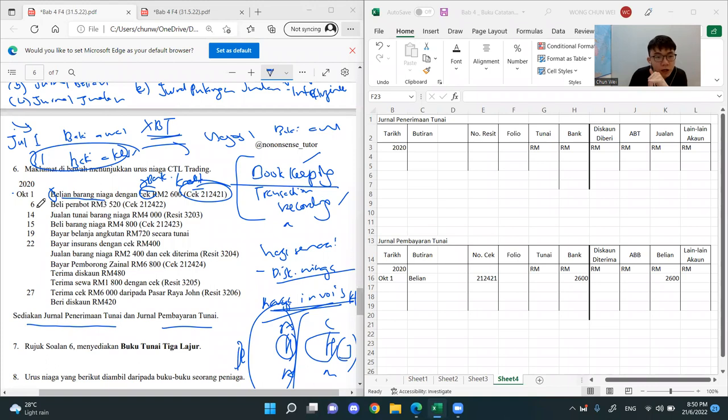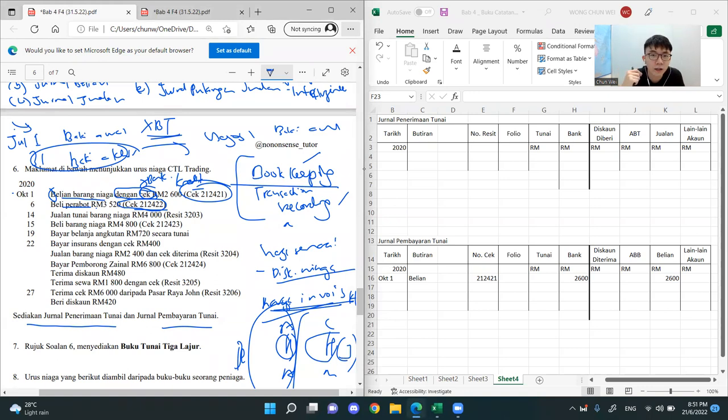Go to 6. Now, look at 6. You beli perabot. And I put check number here. So, meaning, I beli dengan check. Sometimes they don't give you the words dengan check, but they give you nombor check. So, if you ada nombor check, maksudnya you bayar dengan cek lah.